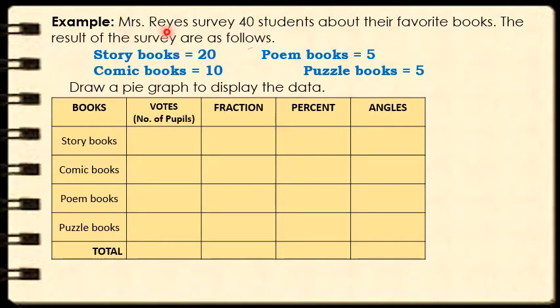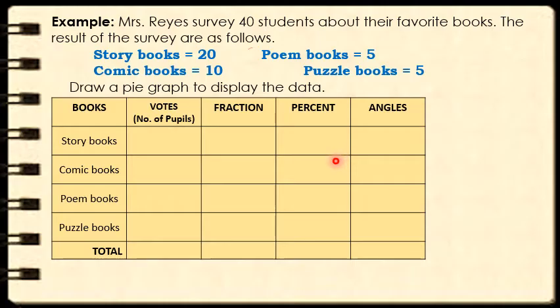So Ms. Reyes surveyed 40 students about their favorite books. The result of the survey are as follows. So storybooks, 20. Ibig sabihin, there are 20 pupils who chose storybooks as their favorite books. Comic books equals 10. Poem books, 5. Puzzle books, 5.